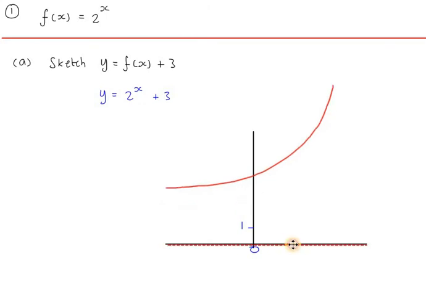So the original asymptote was on the x-axis. If we move it up 3 units, so that's on y equals 1, y equals 2, y equals 3. So I need to put 3 on the graph here, and the original y-intercept was 1. If I increase that by 3, it's now 4.